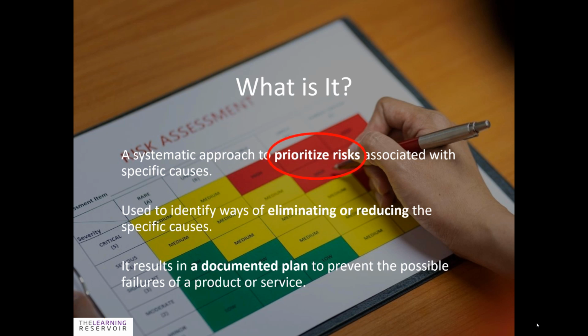So it's fantastic because it helps you prioritize potential risks in your system or your product or your design. It helps you identify ways of eliminating or reducing the causes of those potential defects. And you have to document the process in an FMEA. So you have a documented plan that everybody understands, what are the risks associated with a particular process. So it's always good to document these things so everybody understands what they're working towards.